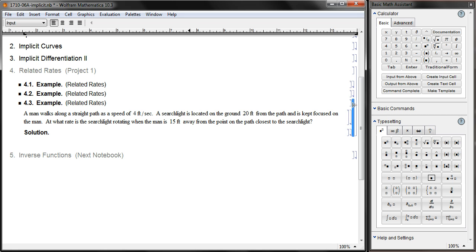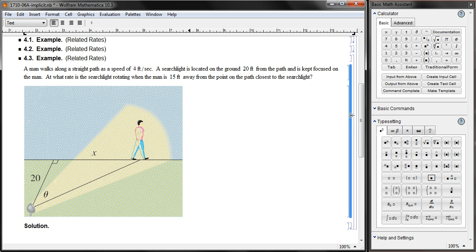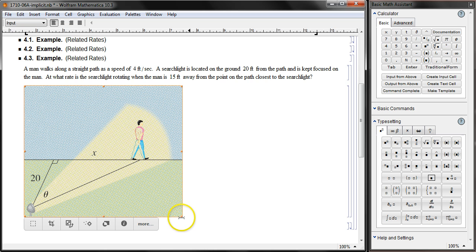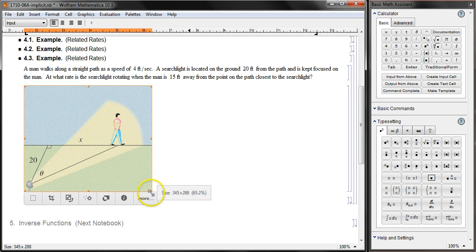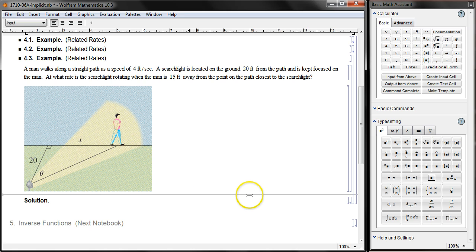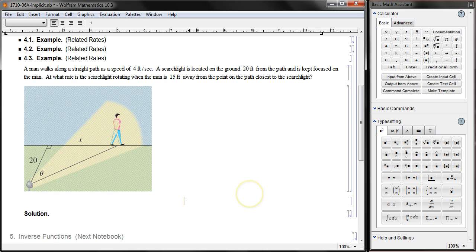A man walks along a straight path at a speed of 4 feet per second, and a searchlight is located and following him. Here's the picture. So the man is walking this way, and the searchlight is following, so the angle theta is changing, and we are looking for the rate of change of this angle, theta prime. Now, what is the given information? Actually, this picture is a little bit too big, so let me make it a little bit smaller here. And alright. So what is the given information?